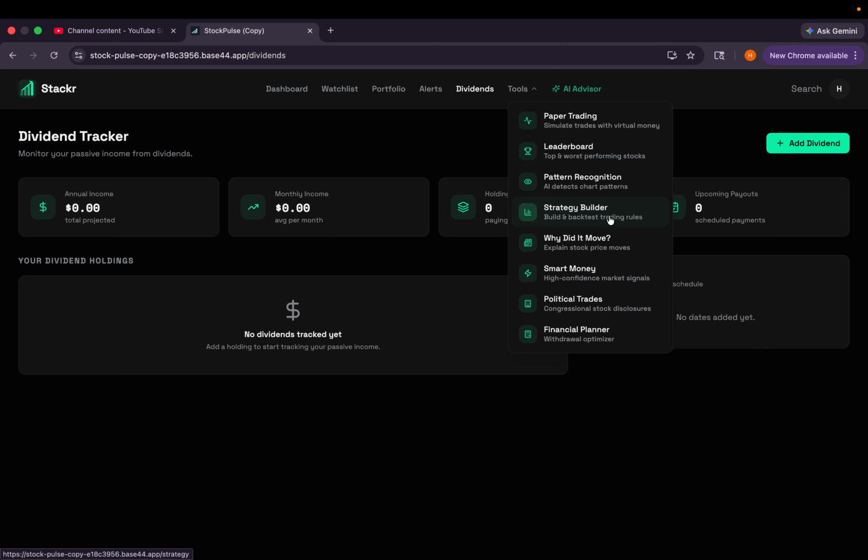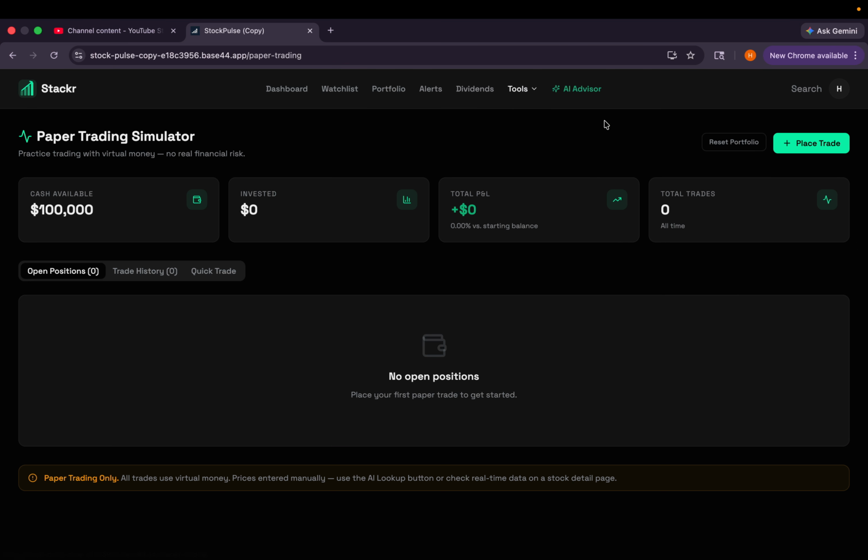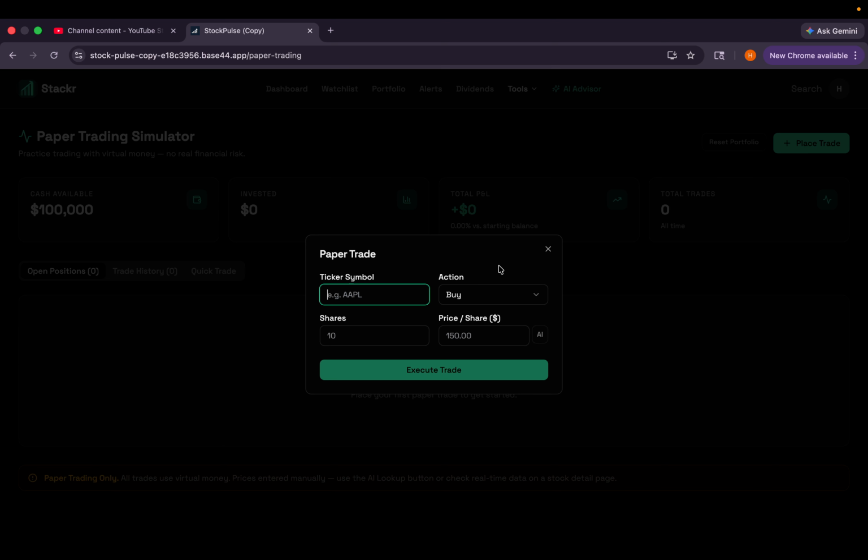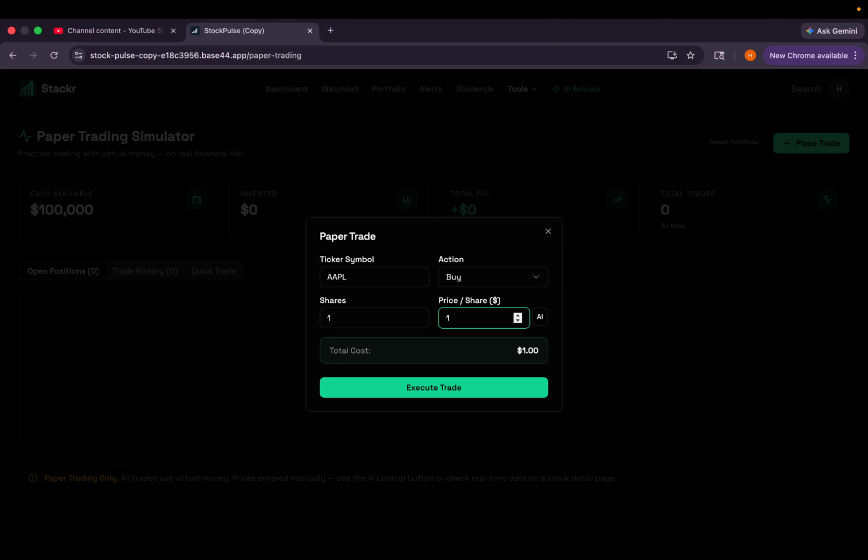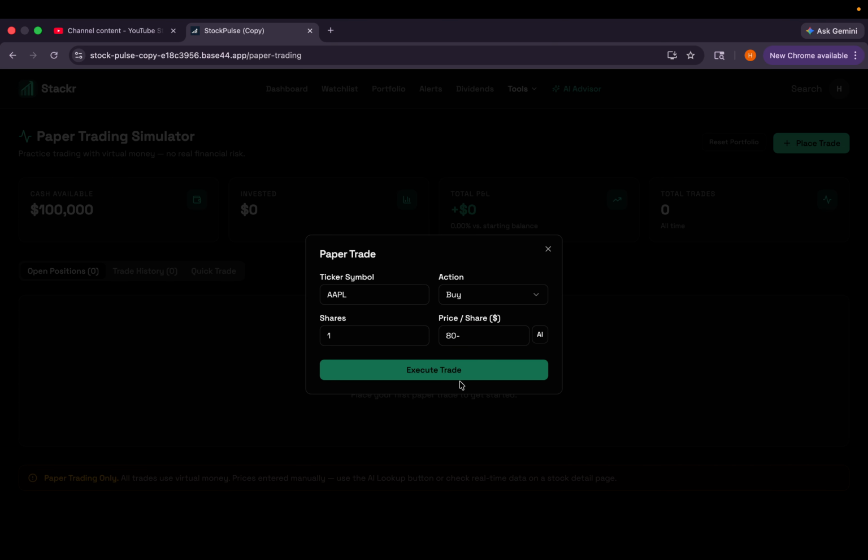So then now we can move to our simulator. We can say that we placed a trade at Apple for one share of 10. Well, that's a lie. Well, more like 80.